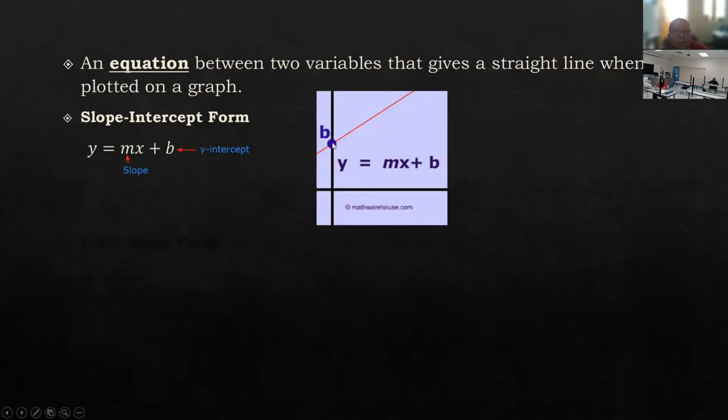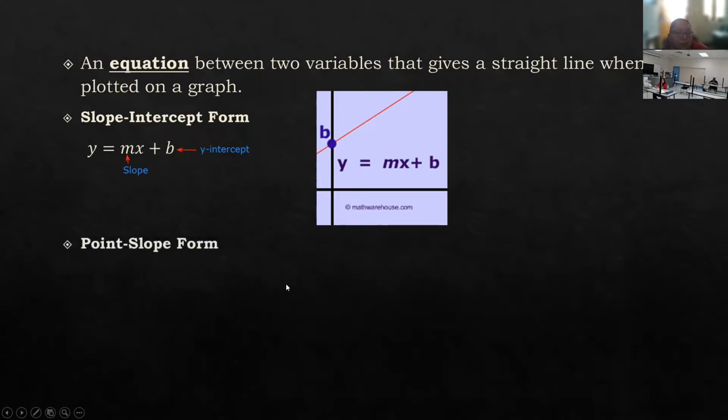So our b would be this point right here. And then m will tell us if our line goes up or goes down. So in this case, since it's positive, it'll go up. If it was negative, then it'll start going down.